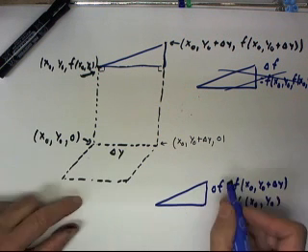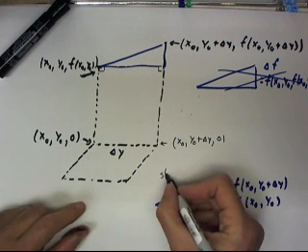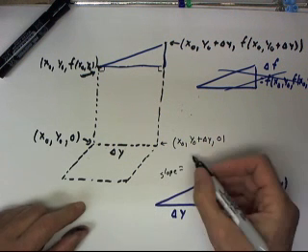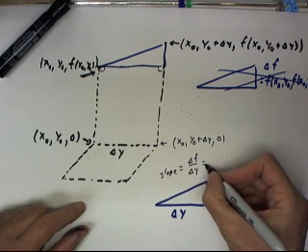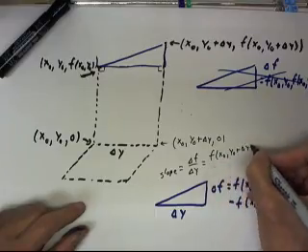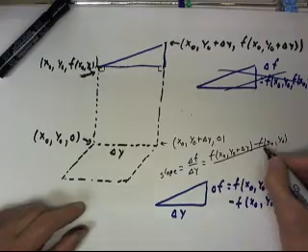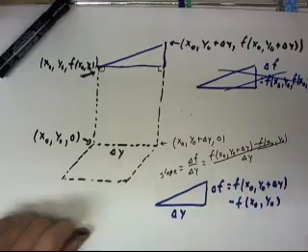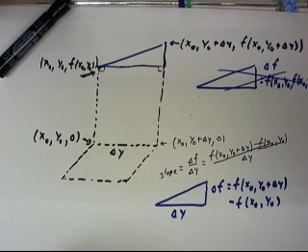The slope with respect to the y direction, it's delta f over delta y equals f of x0, y0 plus delta y minus f of x0, y0, divided by delta y. This is a familiar difference quotient. It represents the slope, and as we expect, this represents a kind of a derivative.